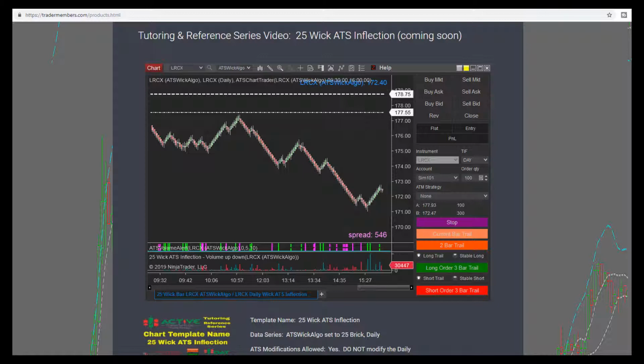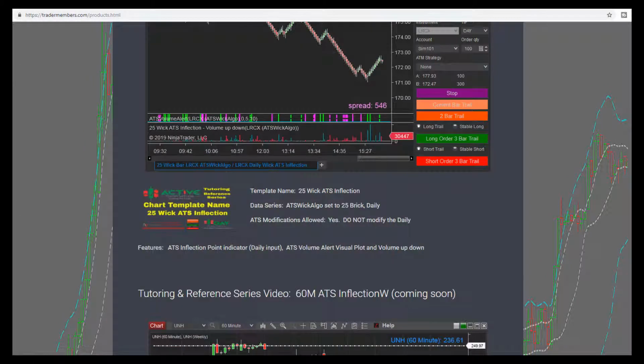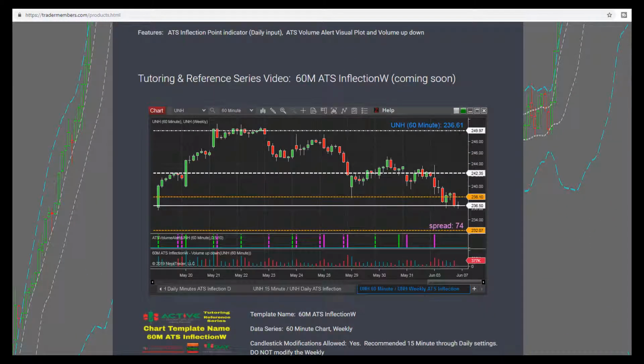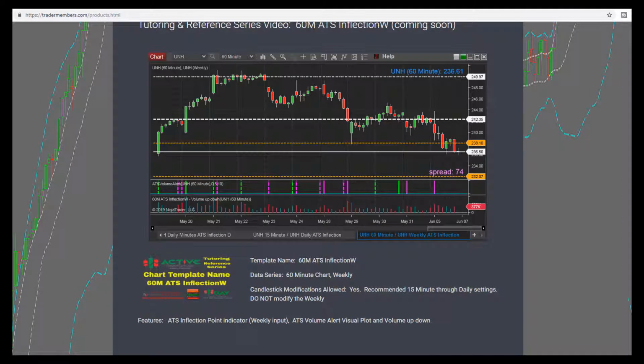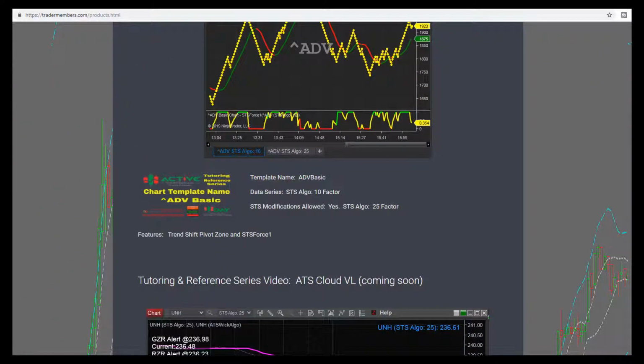Here's another with a daily inflection. It's just the wick bar and the inflection point. I use that for trading sometimes. Here's a 60-minute running on a weekly inflection. Same type. The way the lines are drawn, that's what we're going to cover in the video in more detail here in just a moment.